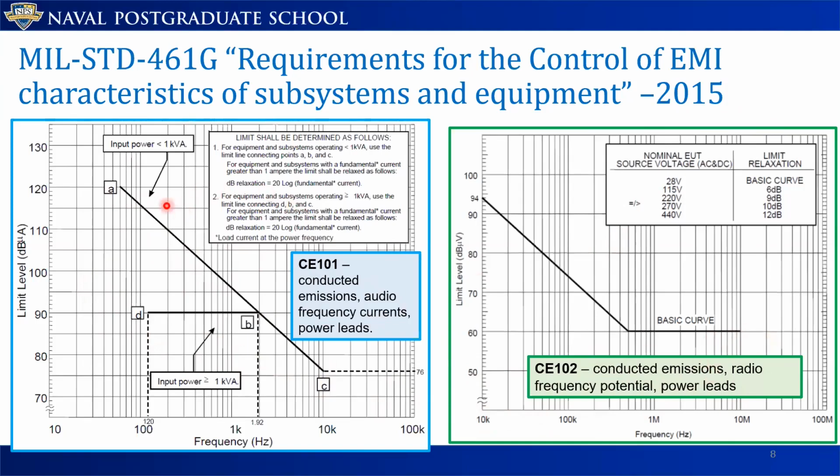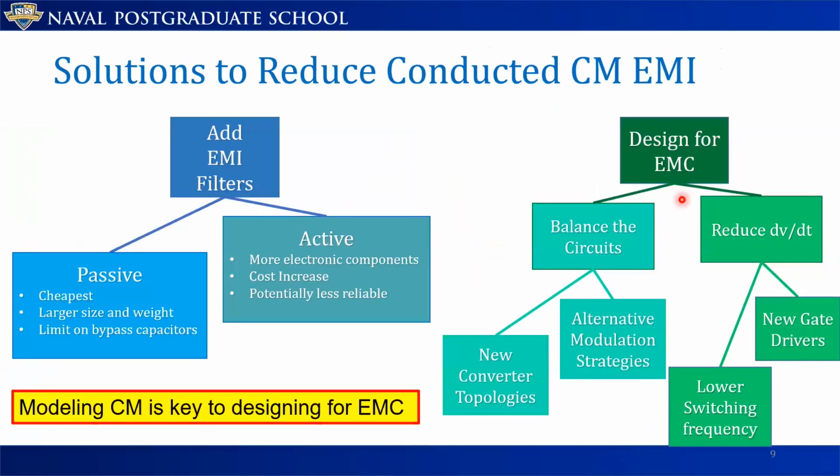These curves can be relaxed depending on the power level of the equipment that's being tested. For example, here for CE101, the dB relaxation is given by 20 log of the fundamental current. For the CE102, the relaxation is given by this table and depends on the input voltage. So these are the standards that we are dealing with when we design for EMI.